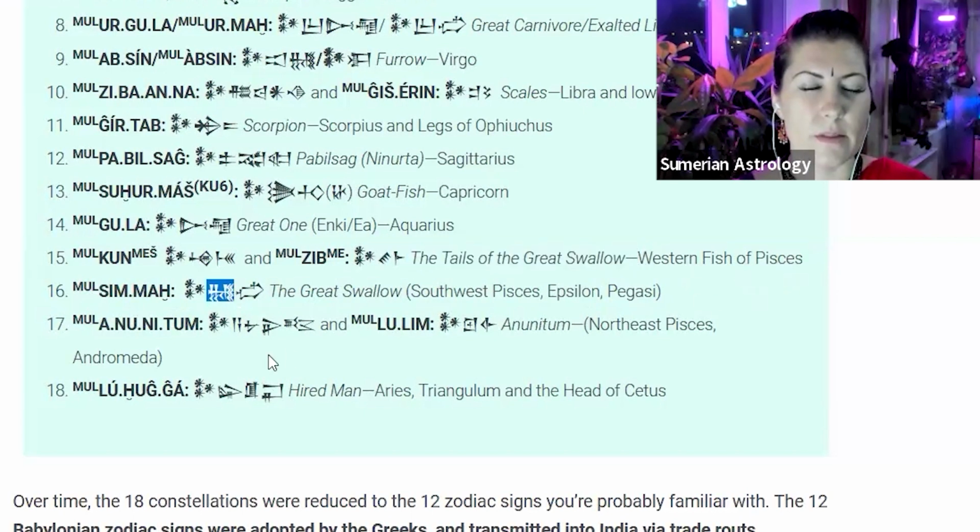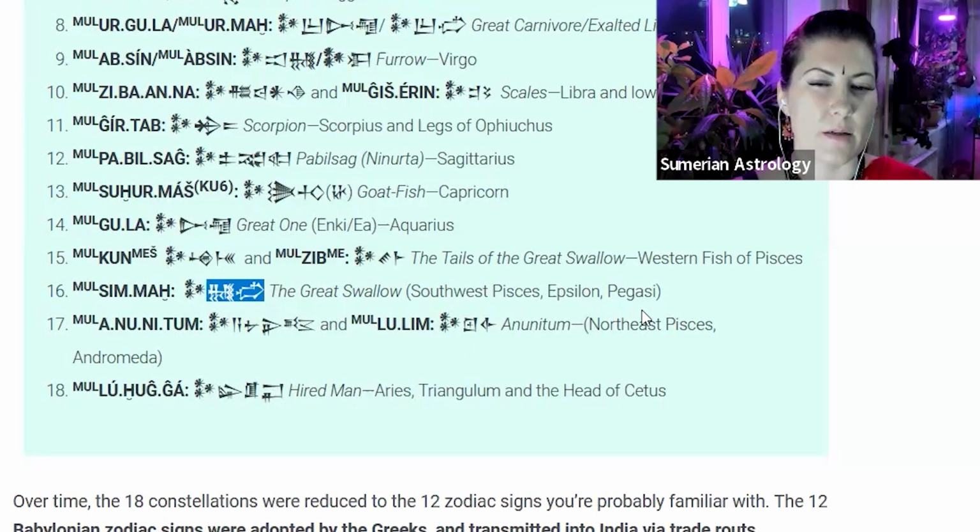Mul Sinmah, this again is the Nam sign, but here it's written Sim in Akkadian, or pronounced Sim. And Mah means great or exalted. Here again, we see the Nam sign that we saw earlier up here. Here it's rendered Sim, which means swallow, as in the type of bird. So this is the exalted swallow. And that is Southwest Pisces, Epsilon Pegasi.